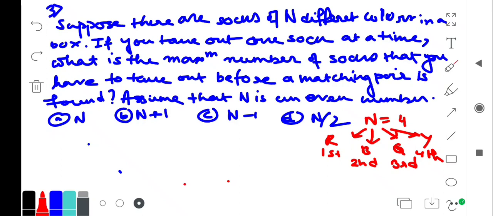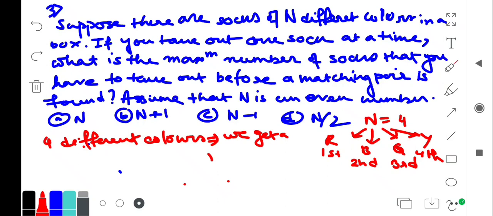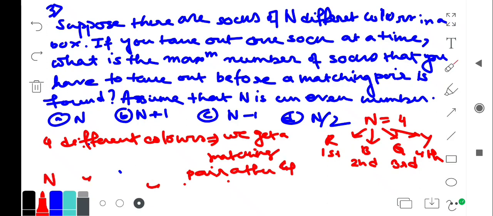So for n different colors we get a matching pair. Here, capital N, dot dot dot means repeated. When one line is there and in the other line we don't need to write all the words, we can use dot dot dot.